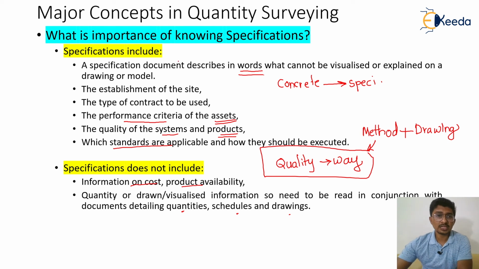So overall, specifications tell you about the quality and the way of doing that work. That is the methodology and the expected quality, and it won't include anything related to cost or product availability.